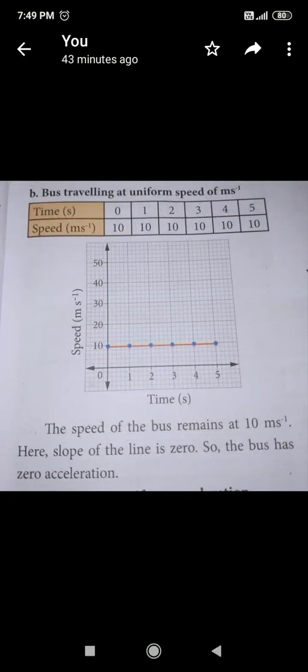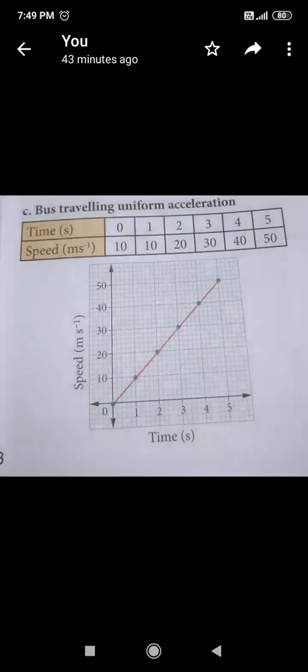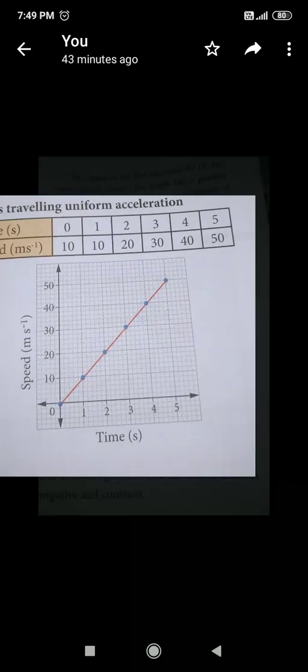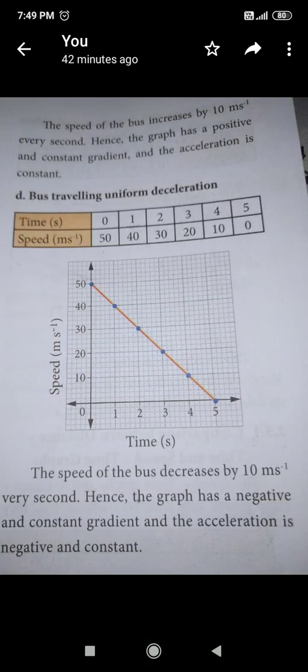Next, bus traveling at uniform speed of 10 meter per second. Okay, here the slope of the line is 0, so the bus has no acceleration. Then bus traveling with uniform acceleration. Here the speed increases by 10 and we will get an increasing straight line. The speed of the bus increases by 10 meter per second every second. Hence the graph has a positive and constant gradient and the acceleration is constant.